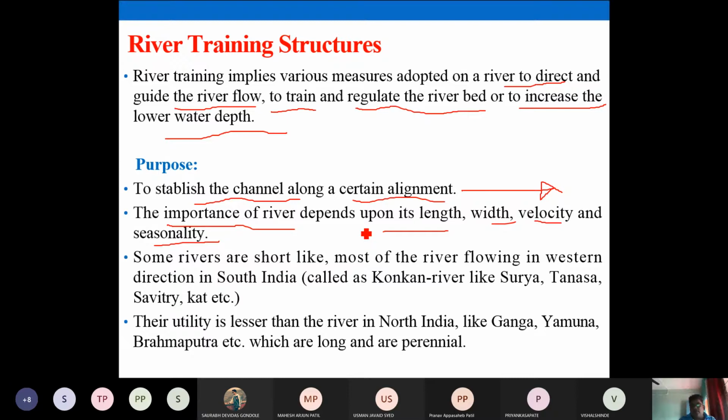Some rivers are short, like most of the rivers flowing in the western direction in South India, called the Konkan rivers, such as the Surya River, Tansa River, Savitri, and so on. These are the names of the Konkan rivers. What is the nature of those rivers? They flow in the western direction in South India. So their utility is lesser than the rivers in northern India, like the Ganga, Yamuna, and Brahmaputra. All these are major river basins which are very long and perennial.